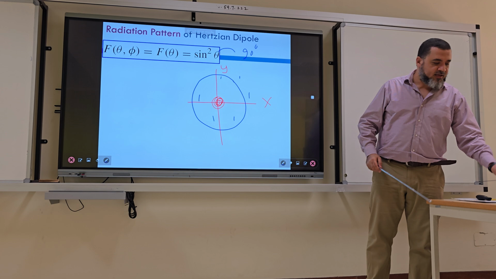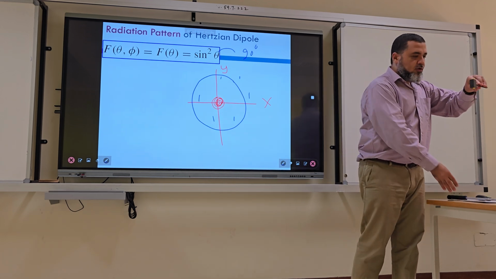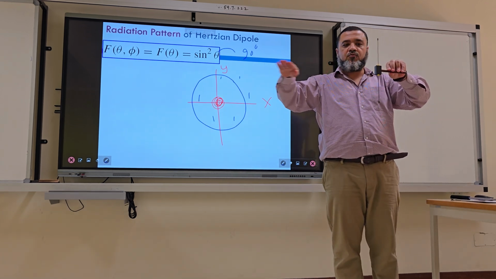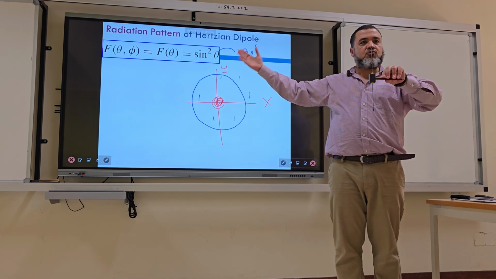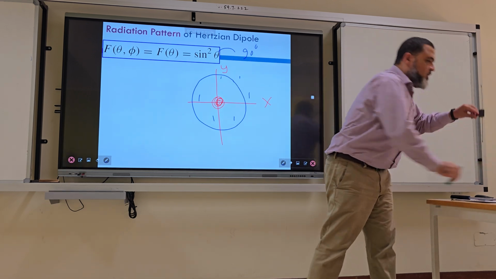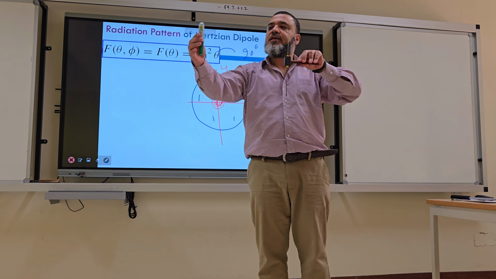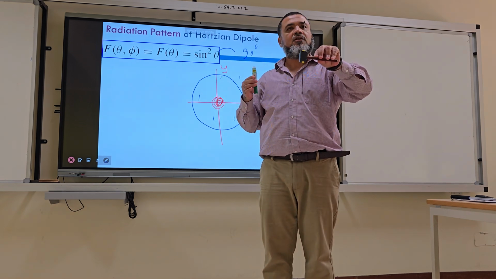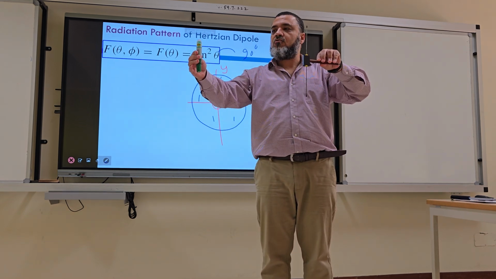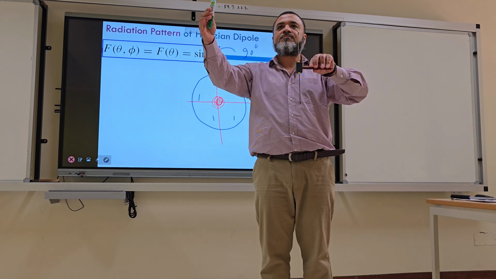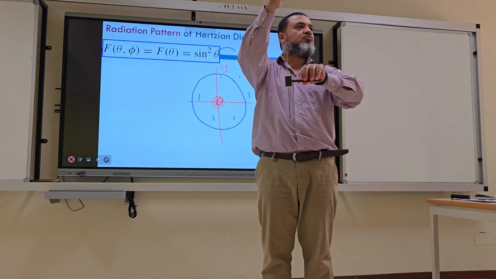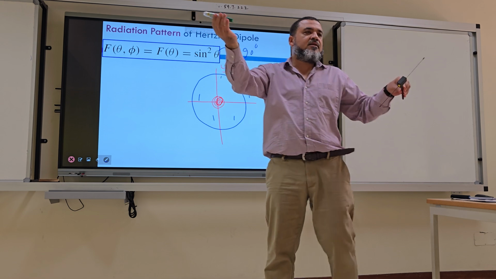This antenna, assuming this is the axis. If your receiver is at any point in this plane, in the XY plane, you receive the same power. As I told you, this is a transmitter, put the receiver here or here or here. As long as you are in this plane, you receive the same power. Once you go a little bit up or down, you receive less power. Until you come here, you receive 0 power. This is the radiation pattern.